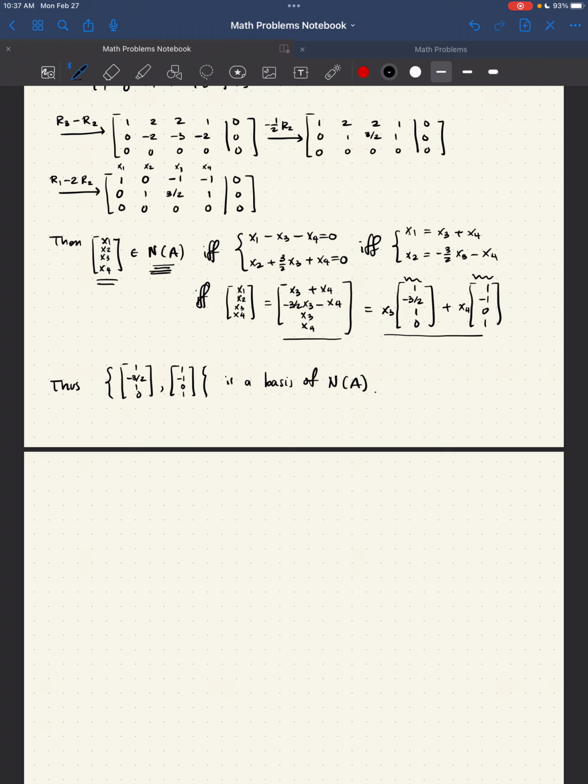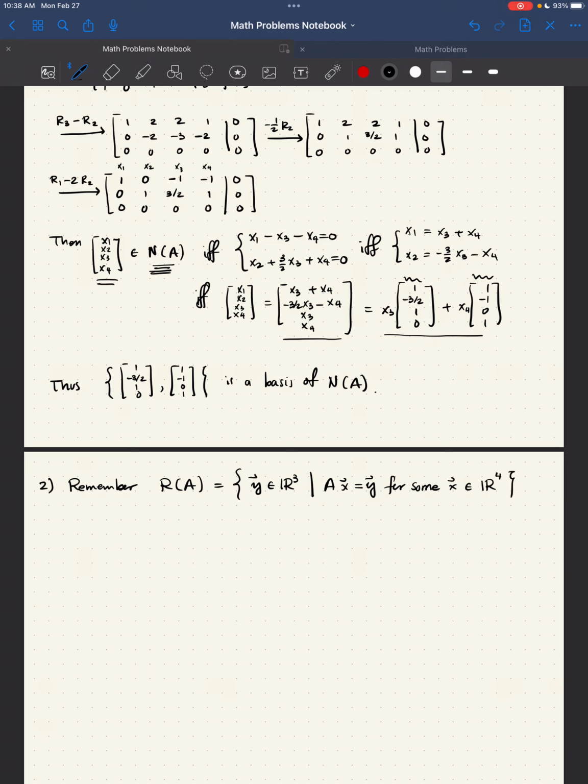Okay, what about the range? Well, for the range, it's a slightly different story. But let's start. Recall that the range of A is described in the following terms. This is the collection of all those vectors in R3 such that A times X is equal to Y, for some Y, I'm sorry, not for some Y, but for some X in R4.